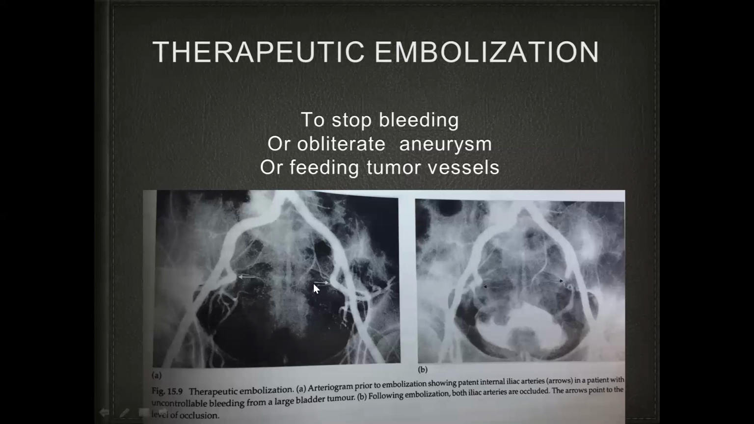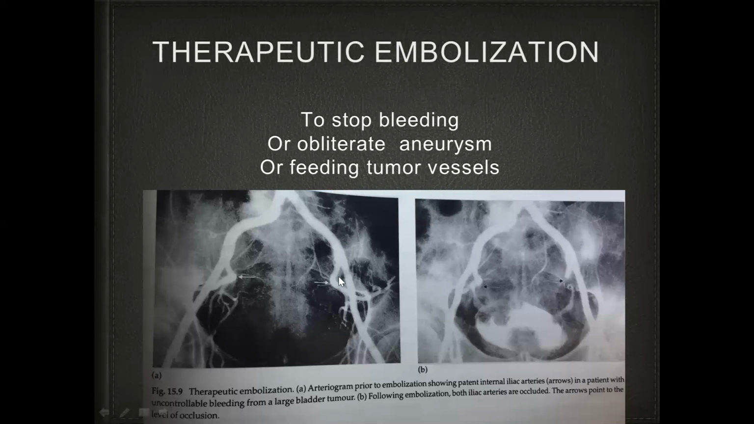This is a case of advanced bladder tumor, multifocal. You can see this is the bladder, and this is the tumor inside. So this case is beyond surgery. This is pre-embolization. You can see the internal iliac vessels. This is the common iliac, this is the external, and this is the internal iliac, which is the supplier for the bladder and the tumor inside the bladder. This is the other one.